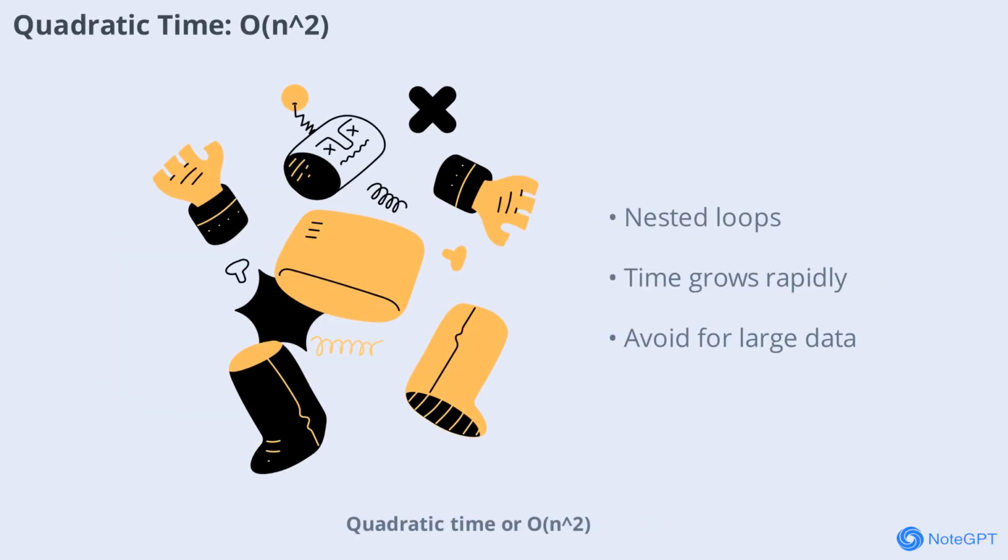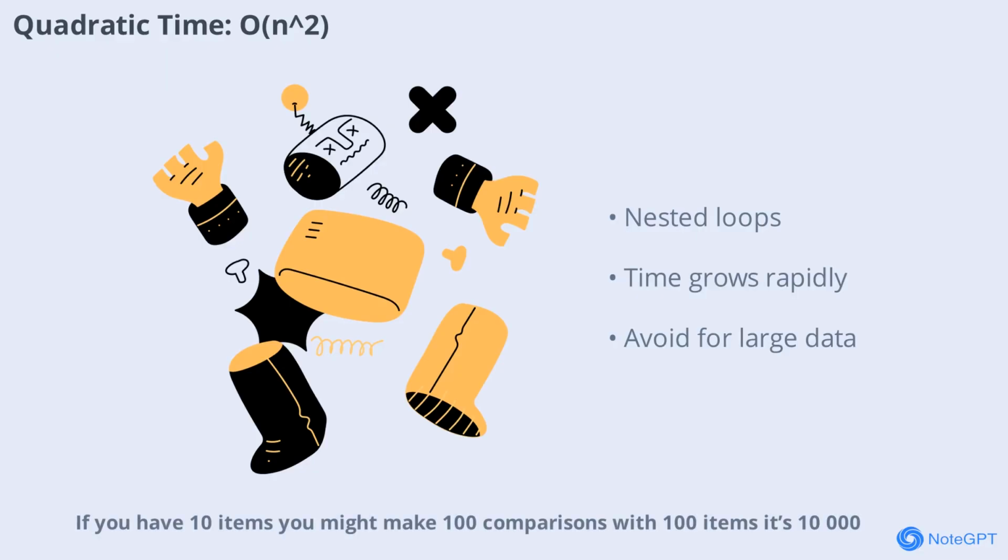Quadratic time, or O(n^2), means the time taken increases with the square of the input size. This often happens in algorithms with nested loops like bubble sort. If you have 10 items, you might make 100 comparisons. With 100 items, it's 10,000. Quadratic time can quickly become impractical for large datasets, so it's important to recognize and avoid these algorithms when possible.